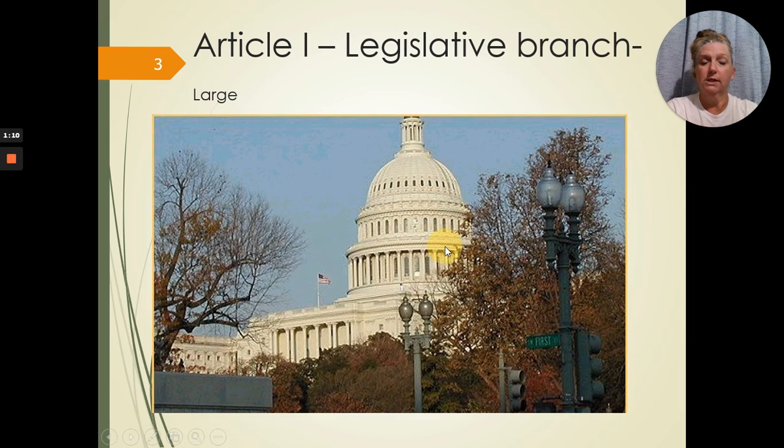All right, so Article 1 is the legislative branch. In your chart, right under the words Article 1, make sure you write legislative branch. You might also want to write in there that they're the lawmaking branch. In my mnemonic sentence, this corresponds to large. For legislative branch, large, L, L.